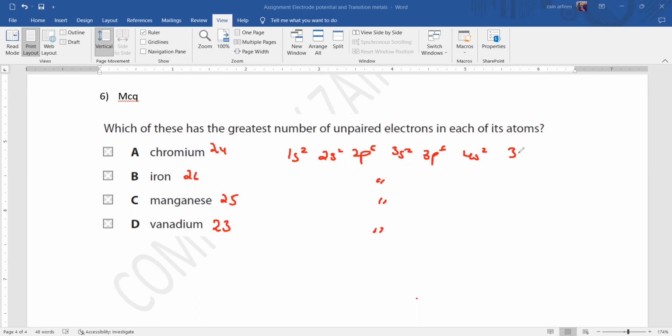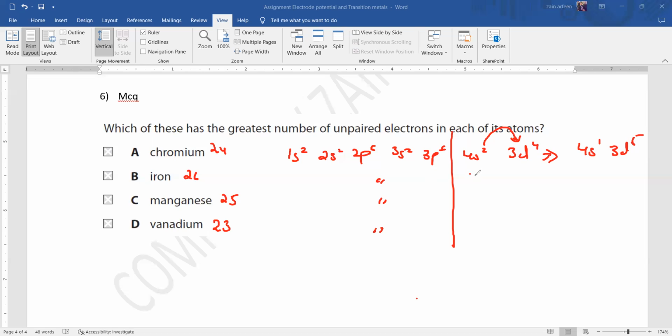Then it will be 3d4. But then what will happen for chromium specifically? Because half-filled orbitals are more stable than the partially filled orbital. So one of the electrons from s will jump to d. Till this point it is the same. So for chromium, it will be 4s1 and 3d5. So how many unpaired electrons? 5 here and 1, so 6 unpaired electrons.